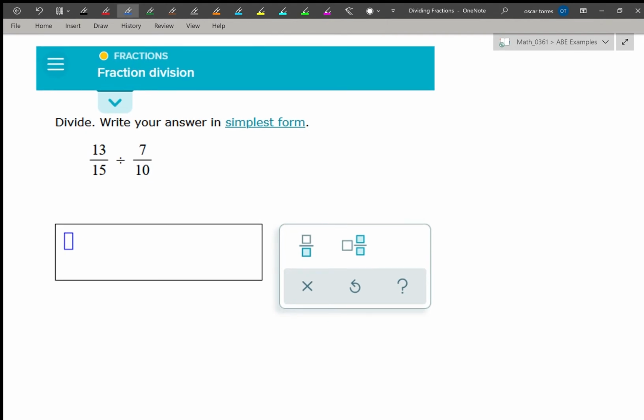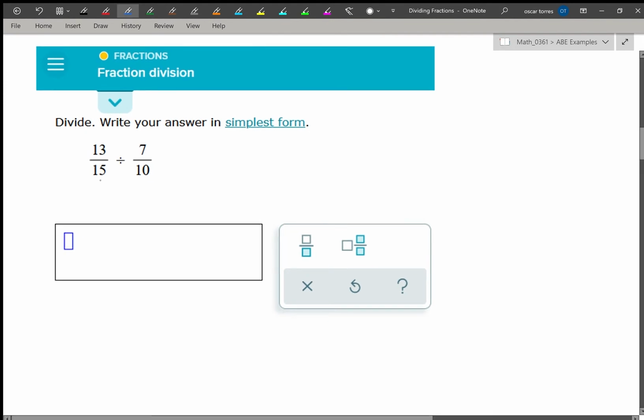This problem is pretty straightforward. We have 13 over 15 divided by 7 over 10. So we're going to keep this first term alone. We're not going to do anything to it. We're going to change this division sign to a multiplication sign. And because we do that, we need to flip the order of the second fraction. When we do that, we end up with 13 over 15 times 10 over 7.